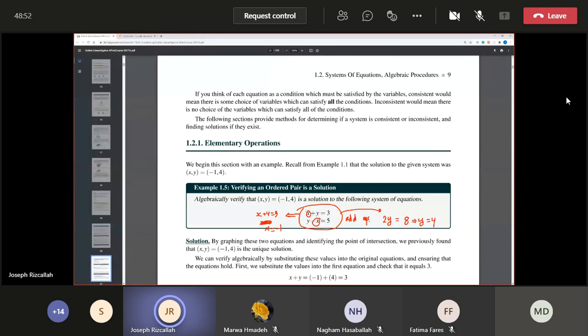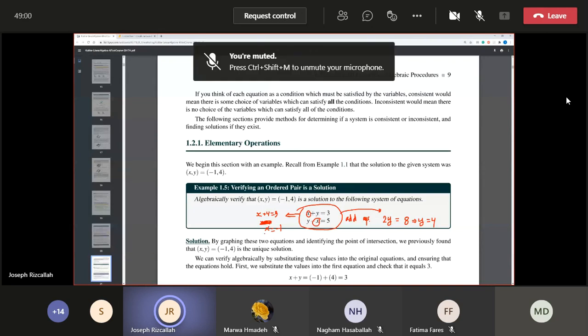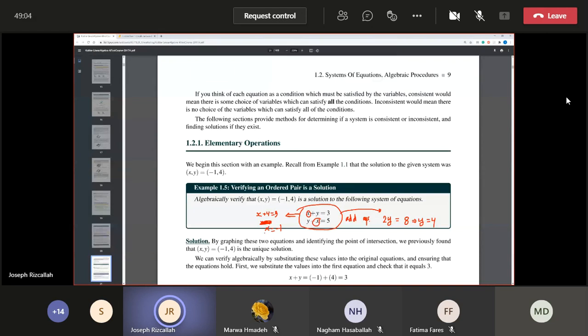So what are the elementary operations? There are 3 elementary operations which you can do on a system of equations. The first one is to switch the order. So make the first equation, let's say, the second, or make it the third, and take the third, make it the first, right? So you can simply change the order of the equations. This is one. The second thing is you can multiply the equation by a number.